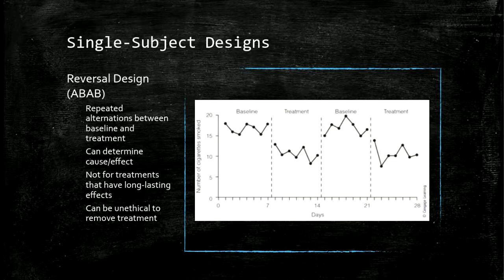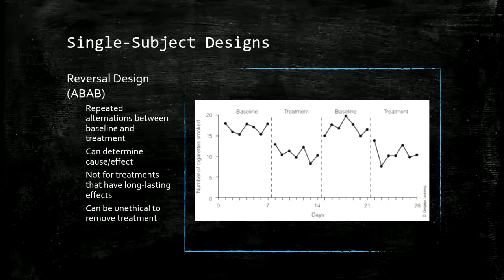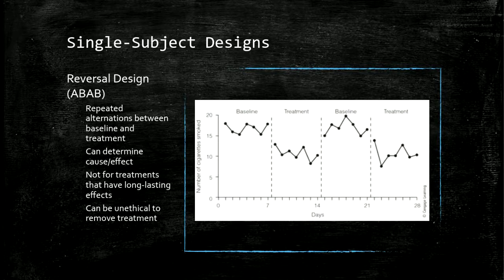You see that the smoking goes down. Day 14, you remove the treatment. You see the baseline. You see that the number of cigarettes goes back up. And then on day 21, you implement it again, and you see that the number of cigarettes smoked again goes down. So this does allow you to determine cause and effect relationships. If each time you give the intervention, the behavior decreases, and each time you remove the intervention, the behavior increases, you can see that clearly the intervention is causing the change in behavior.